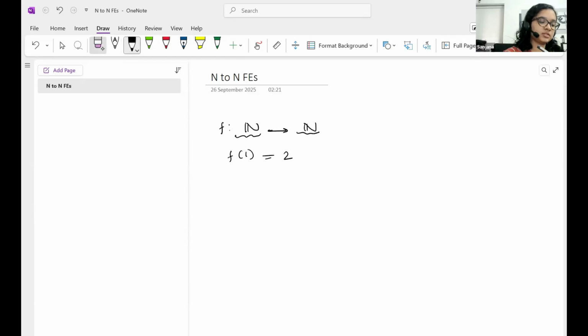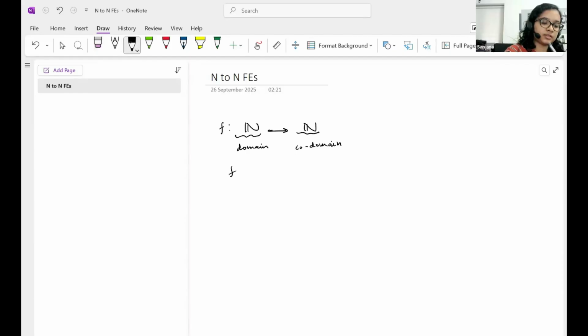The set of integers it maps from is called the domain. The set of numbers it maps to is called the codomain, and the specific numbers it goes to is called the range.